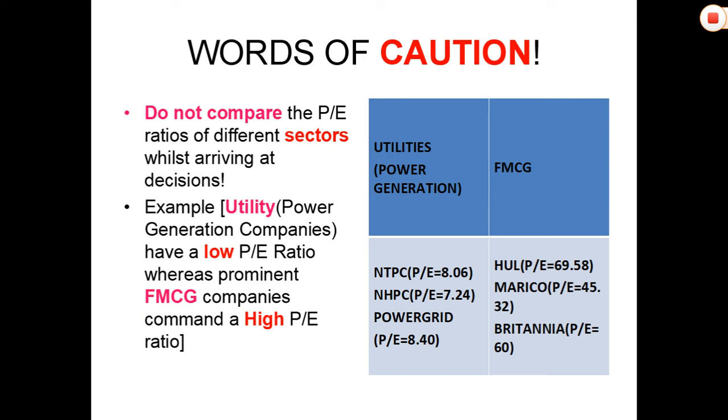So in this case, we've shown you a few examples of utility companies such as NTPC, NHPC and Power Grid, which are basically power generating companies. As you can see, for NTPC it's 8, for NHPC it's around 7.24, and for Power Grid it's 8.4. Whereas for the FMCG sector, you would see that Hindustan Unilever or HUL is trading at a PE of 69.5, almost 70. Marico is almost 45. Britannia is 60.